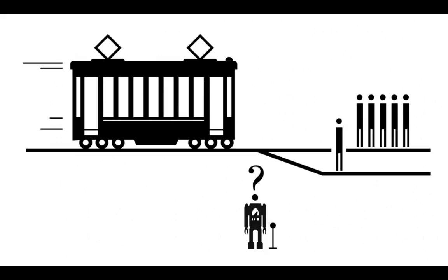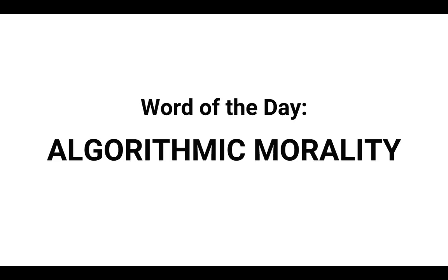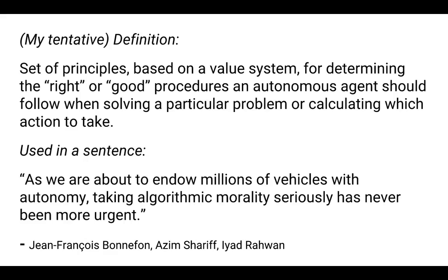But the question becomes, what if instead of a person there, now it's a machine that's making that decision, and you have to program that machine and tell it what to do to make the decision. So I'm going to introduce a word of the day for you all. It's algorithmic morality. So this is just my tentative definition. There's not really an official one.